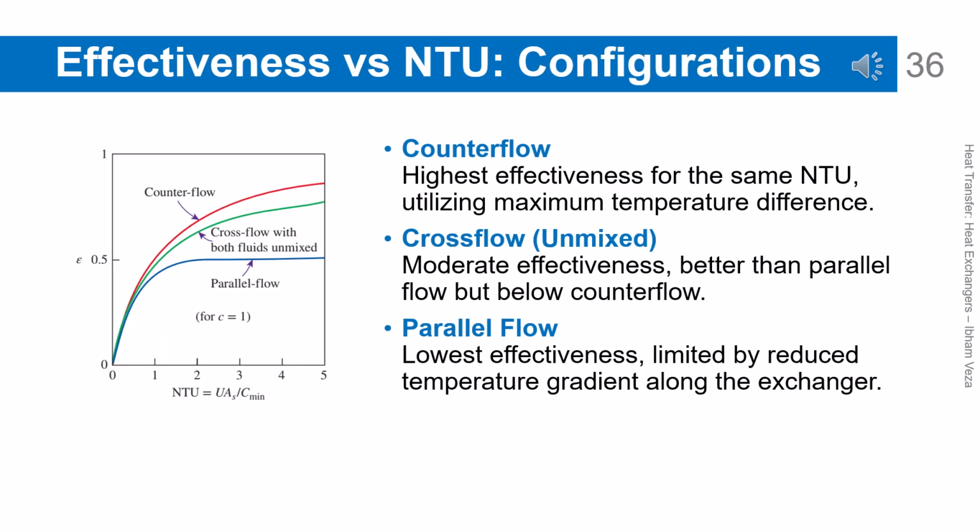Effectiveness versus NTU for configurations. This comparison again confirms the thermal performance ranking of different configurations. Counterflow is always at the top because it utilizes the temperature difference most effectively. Crossflow with unmixed fluids is in the middle. Parallel flow is at the bottom because it quickly loses the heat transfer driving force. This ranking is very consistent under almost all operating conditions.